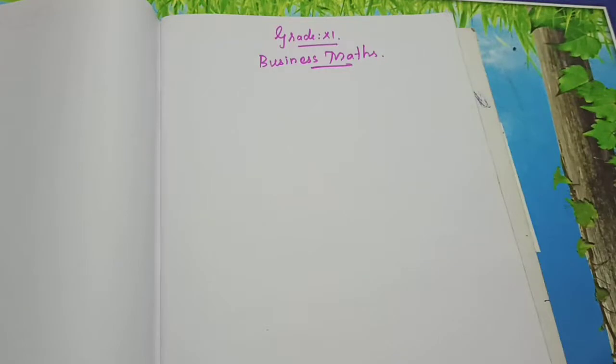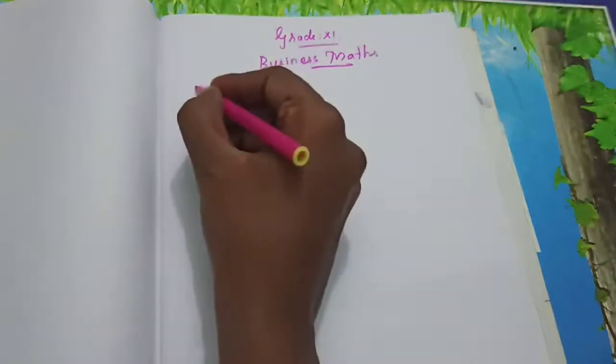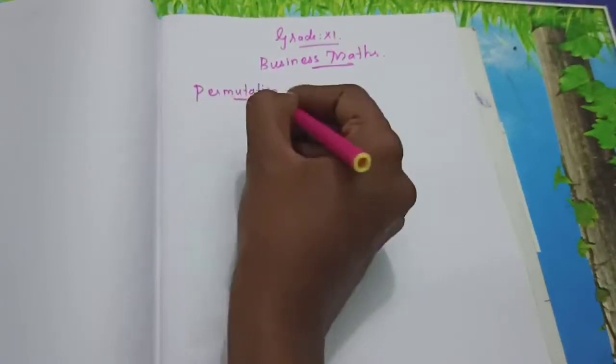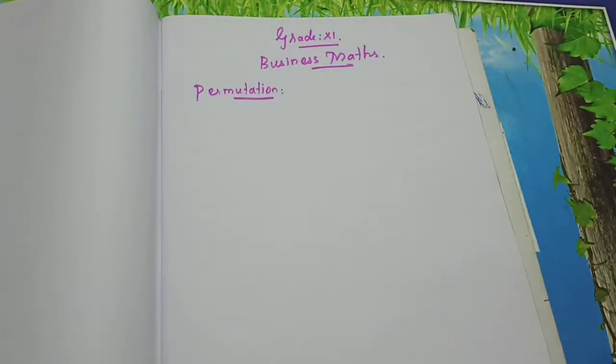All of you put the heading Permutation in your note. Then copy definition 2.3 to your note. The number of arrangements that can be made out of n things taken r at a time is called the number of permutations of n things taken r at a time. This definition is very important. After putting the heading permutation, you need to take the definition to your note.